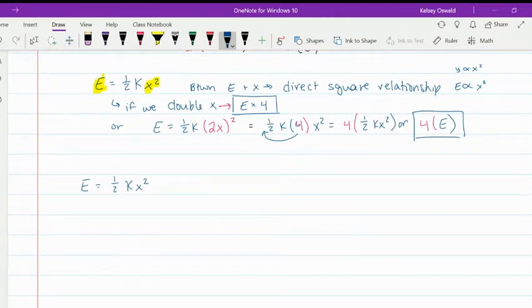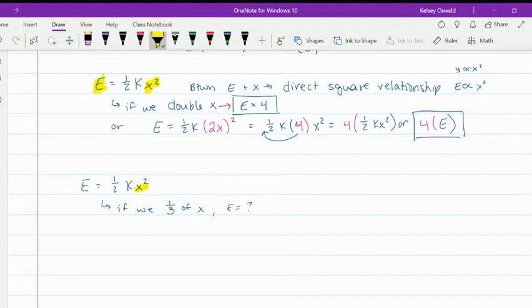We're looking at that 1/2 kx squared expression. We want to see what will happen for our value of e if we have 1/3 of our x value. So here we're multiplying x by 1/3, and we want to see how that will affect our value for e.